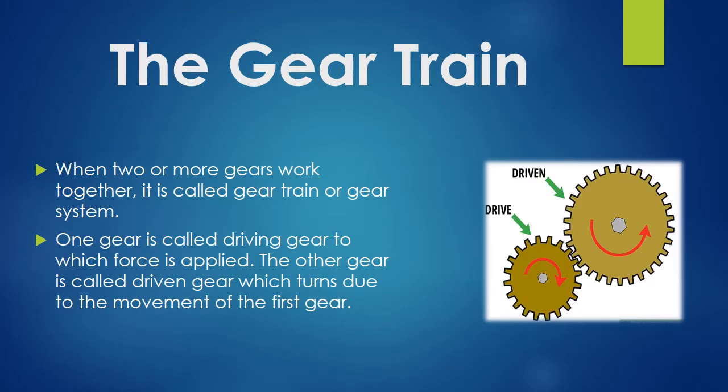Gear train. Now I will tell you about the gear train. When two or more gears work together, it is called gear train or gear system. One gear is called the driving gear, to which force is applied. The other gear is called driven gear, which turns due to the movement of the first gear.